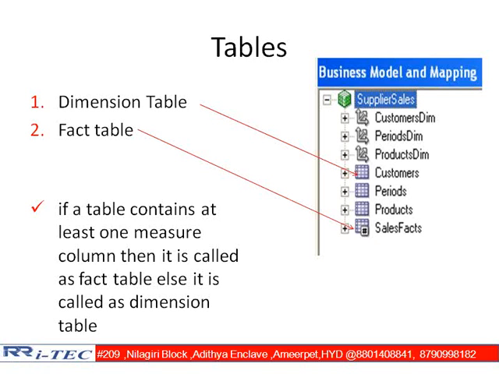Am I clear? Now, if I give one table into your hand and ask whether it is a dimension table or a fact table, you should be in a position to identify that, right? How to identify it? Very simple. If a table contains at least one measure column, then it is called a fact table. Else it is called a dimension table.